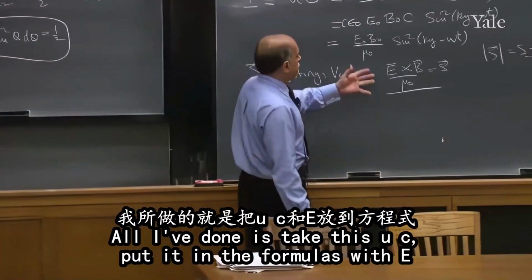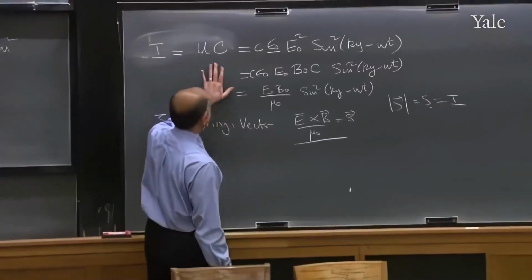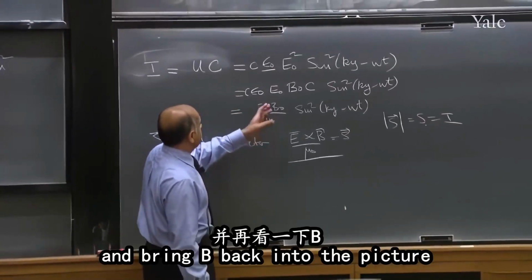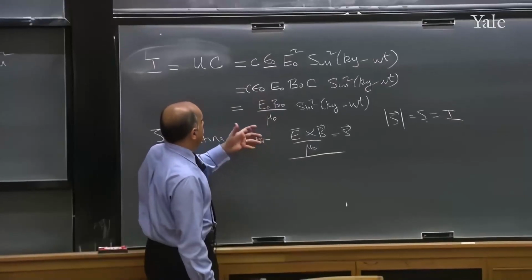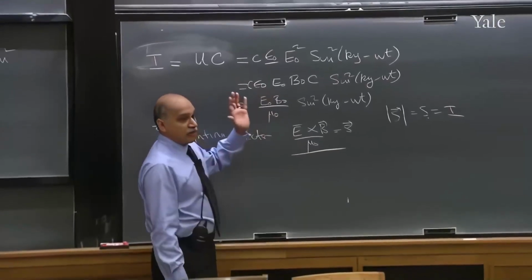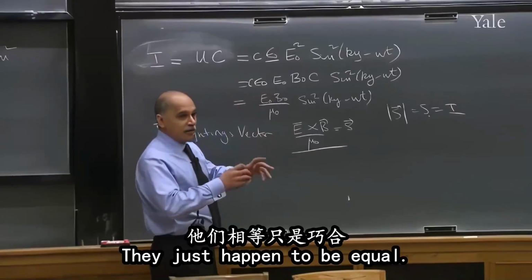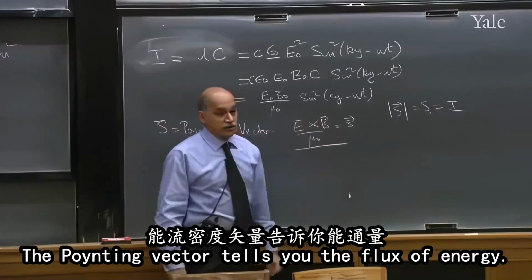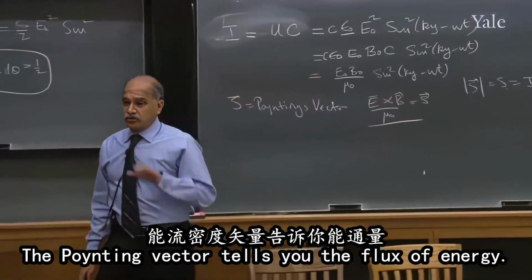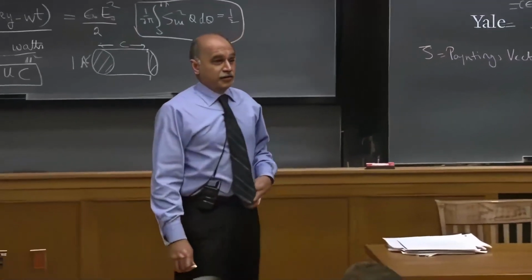So all I've done is take this u_E, put in the formulas for E, and bring B back into the picture so that it's symmetric between E and B. Because this gives the impression it's all electric. Remember, it's electric and magnetic. They just happen to be equal. This way you can see the role played by E and B in this. The Poynting vector tells you the flux of energy.